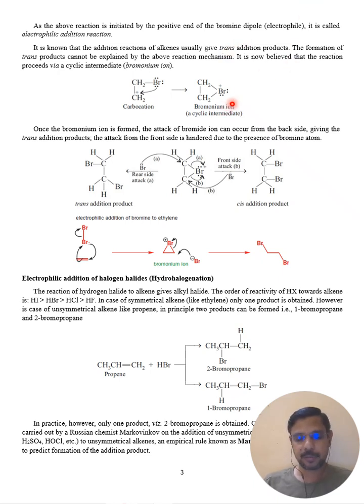So the electrophilic addition happens across the double bond. Each bromine will go on each carbon atom, right? So far we have seen just a general mechanism of how it occurs. But all the addition reactions always give a trans product. How does it happen? How can the addition reactions give a trans product? There is a mechanism behind that, right?